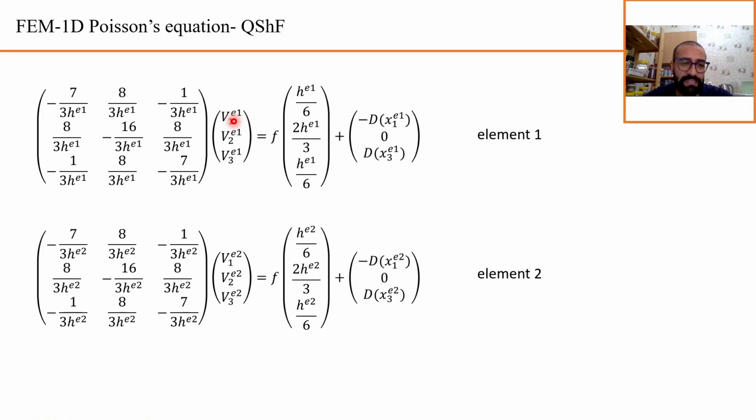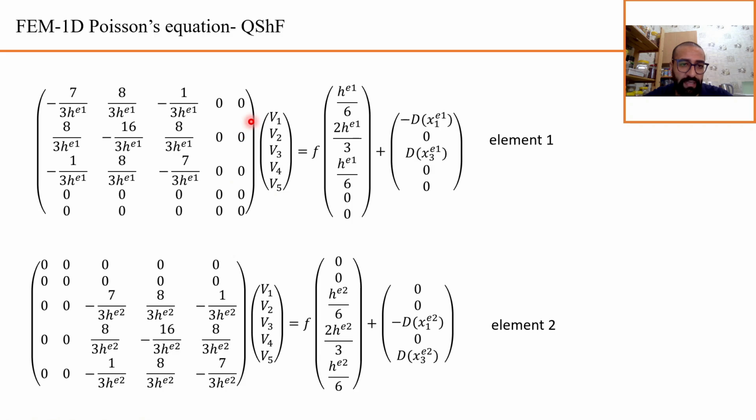Therefore, I define the values of the potential, instead of V1, E1, V2, E1, and V3, E1, as V1, V2, V3, V4, and V5. But we saw that for element number 1, there is no dependence on the potential at V4 and V5. It means that this column should be 0, and this column should be 0, because the system of equations for element 1 does not depend on V4 and V5. Similarly, the system of equations in element 2 is just a function of V3, V4, and V5. Therefore, there is a 0 row here and 0 columns here.